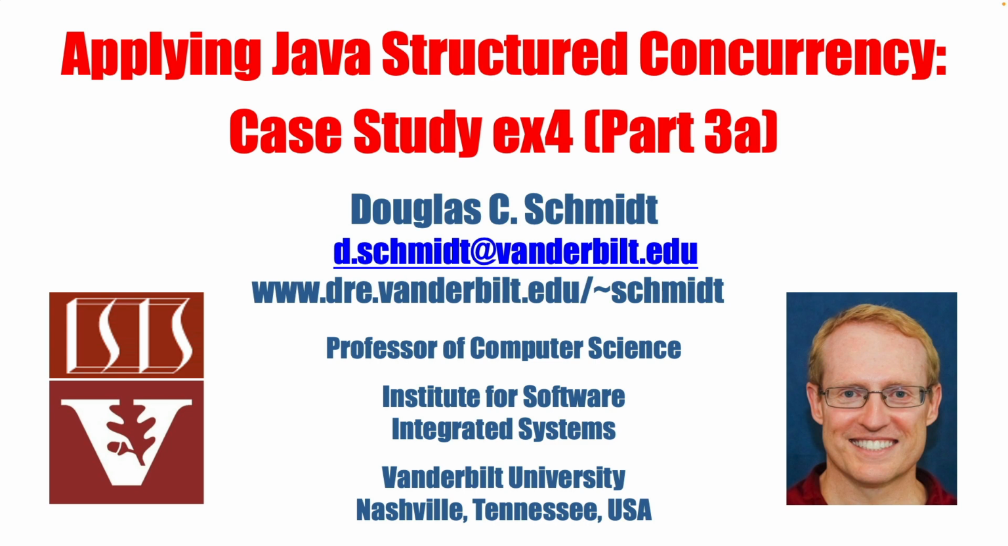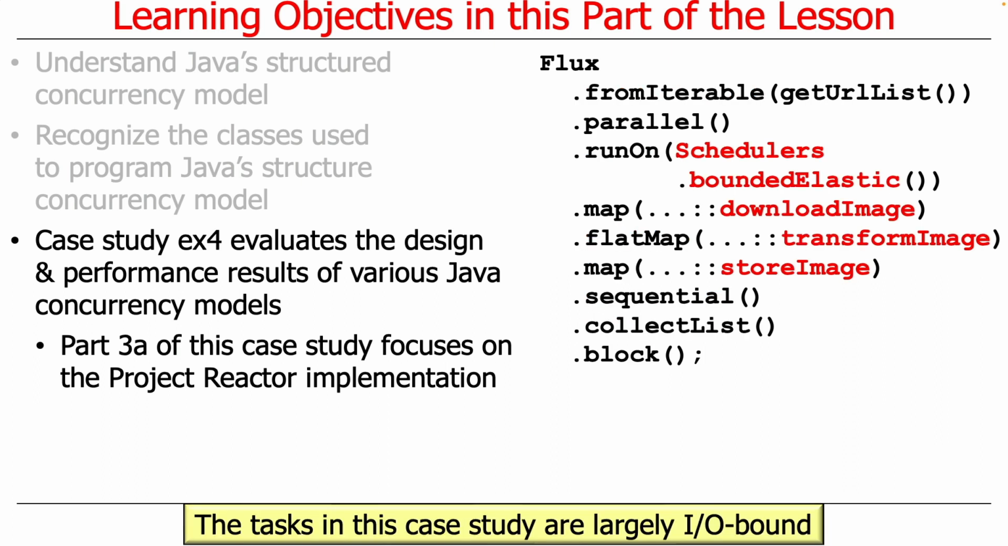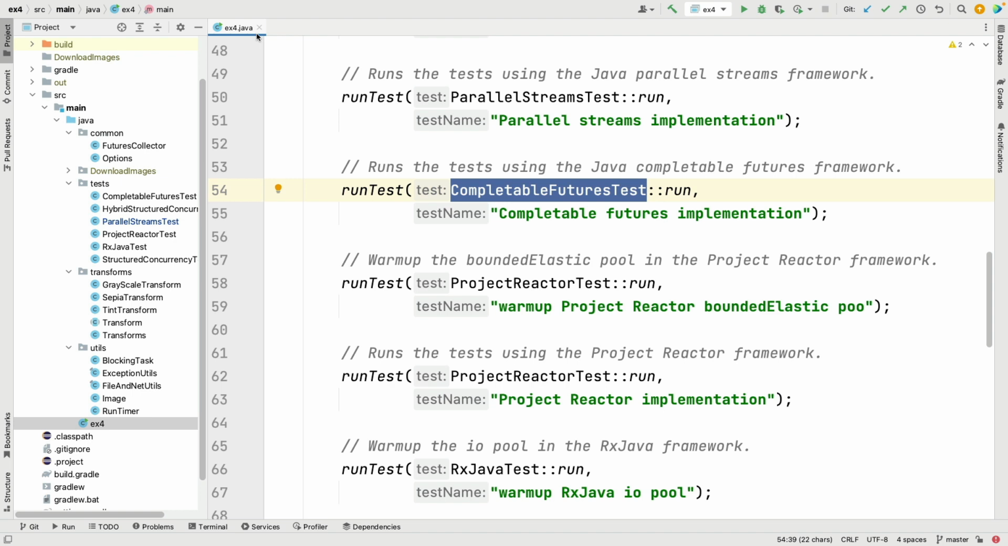So up to this point, we've taken a look at structured concurrency, a couple different models there. We've taken a look at modern Java concurrency and parallelism with a parallel streams example and a completable futures example. And then the third thing we're going to look at is a model that uses reactive programming, in particular the Project Reactor implementation. Once again, this uses IO-bound tasks because it's doing exactly the same thing. It's downloading, transforming, and storing images in parallel.